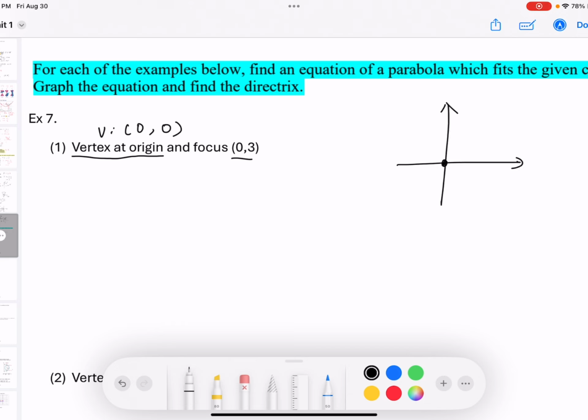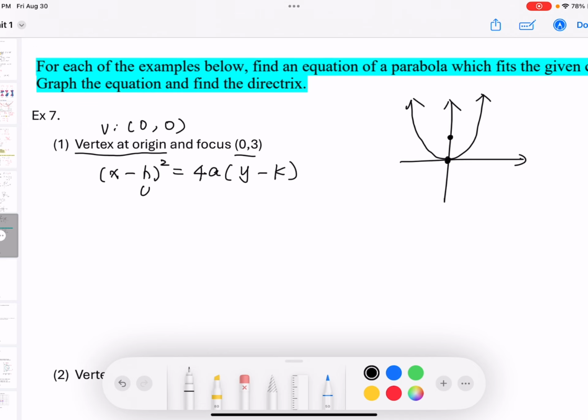So the vertex is here. The focus is (0, 3) here. My parabola is always hugging my focus, so it opens upward. That means I'm looking for the expression of the form (x minus h) squared is equal to 4a times (y minus k). What is the (h, k)? My vertex, or the origin (0, 0). So we can ignore the h part because this is 0. We can ignore it. x squared is equal to 4a times y.